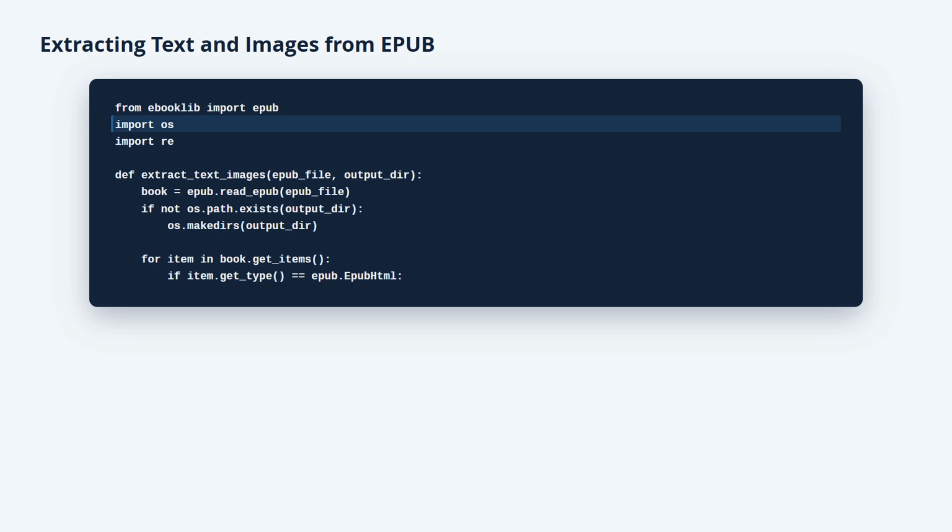For images, we'll look for the image files embedded within the EPUB. Using the same library, we can extract and save those images to our local directory. Remember to handle various formats like JPEG or PNG. As we go through this process, keep an eye on how we store the text and images for formatting into our PDF later on. This will ensure a smooth transition when we compile everything into the final document.